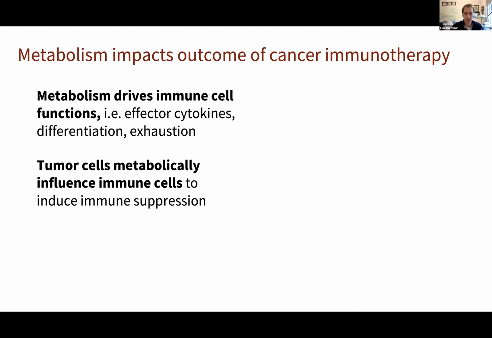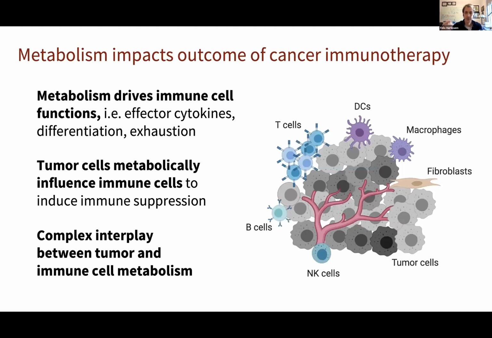Now, if you think about how this actually looks in a human tumor, it's a very complex interplay. You have many different cell types in the tumor, including all the different immune cells, but you also have stromal cells, such as fibroblasts, you have the vasculature, and then you have the tumor cells, which can also be very heterogeneous. So really, if you want to study these metabolic interactions between these different cell types and how they influence each other, you really need a technology that can look at this on a single cell level, and of course, ideally also with spatial resolution, so you can figure out which cell types interact here.